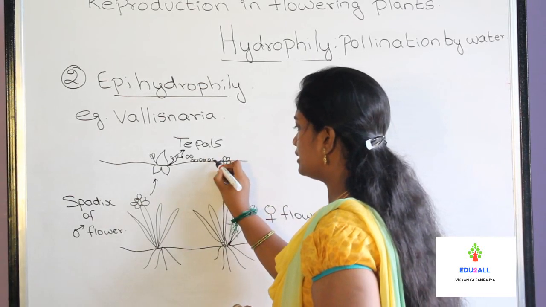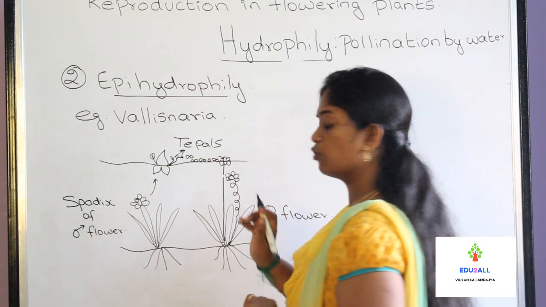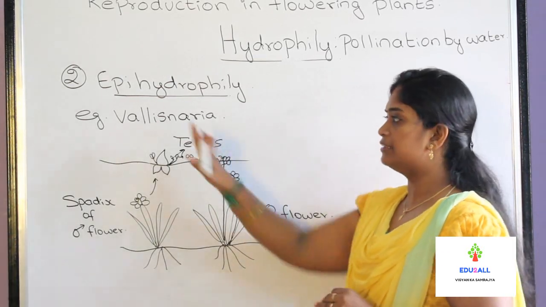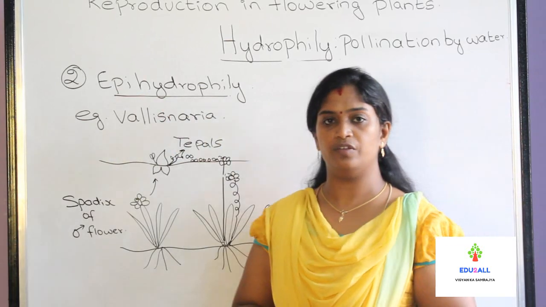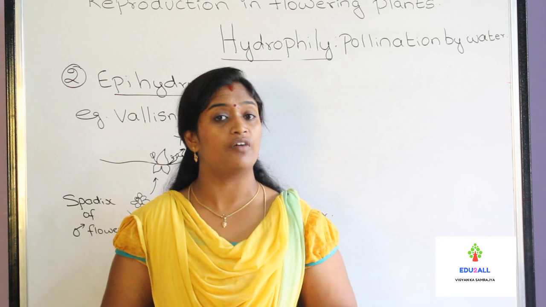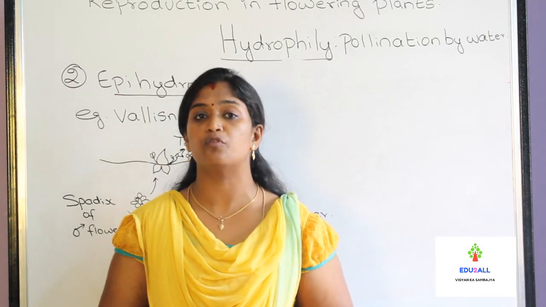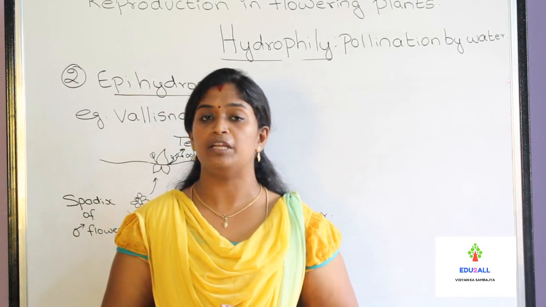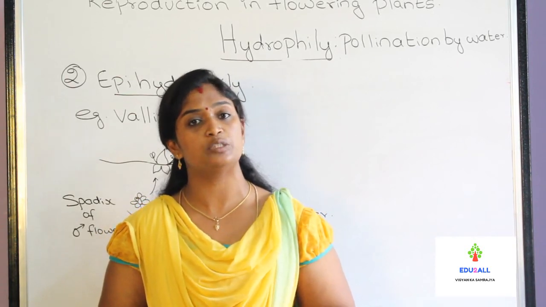Now the pollen grains will attach to the stigma. Now the pollination takes place, which helps in fertilization. This is the condition of epihydrophily. In today's video, we have studied the 2 conditions of hydrophily, that is hypohydrophily and epihydrophily. Let's take up the next type of pollination, that is entomophily, in our next video.